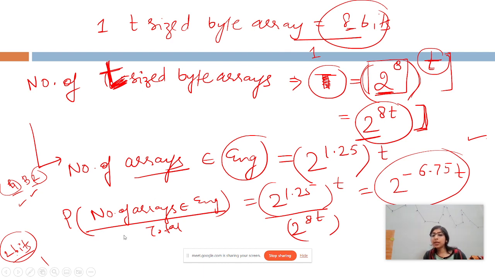So now I am calculating the number of arrays that belong to the English language upon the total number of arrays of arbitrary characters. So this is 2 to the power 1.25t over 2 to the power 8t, and according to the rule of exponents, if the base is the same and it goes upwards, it will go up with the minus sign, and since 1.25 is less, it will be minus 6.75. Is it clear to all? If there are any doubts, please ask.